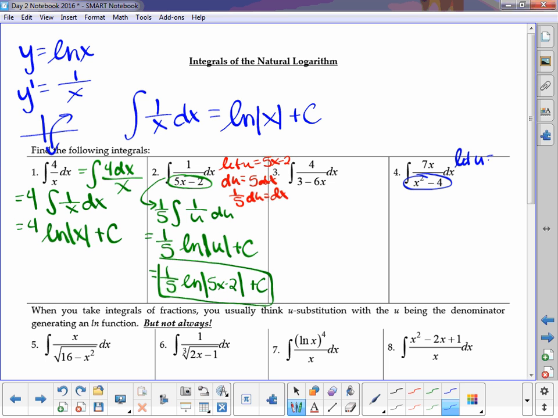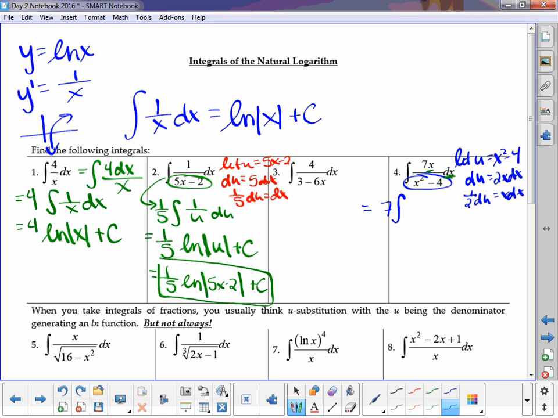So let's let u be x squared minus 4. du equals 2x dx. Do I have a 2? No, so I'm going to go ahead and divide that over, so it's 1/2 du equals x dx. Are we okay with that? So I can see that my x dx is taken care of. I don't really want that 7. What can I do with it? Just bring it out in front.